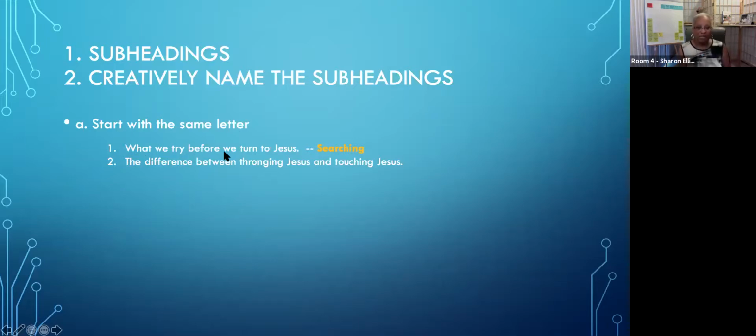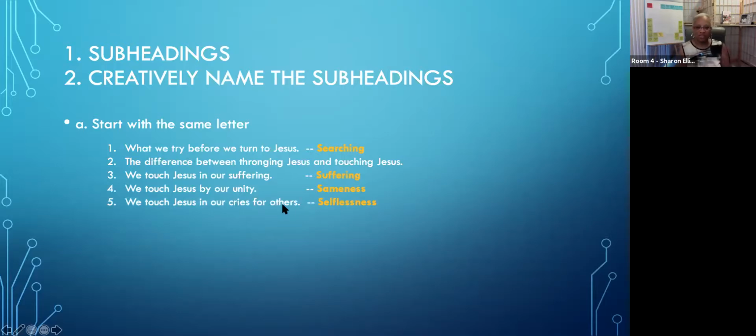so what we try before we turn to Jesus, I'm going to call that searching. Then we touch Jesus in our suffering. So I'm going to call that section suffering. We touch Jesus by our unity, call that sameness. We touch Jesus in our cries for others, selflessness. We touch Jesus because of our sin, and then sin. So now in my book, I'm actually going to have these things that are in gold. Those are going to be my subheadings for those parts of that chapter. So I've thought through how to word this now.